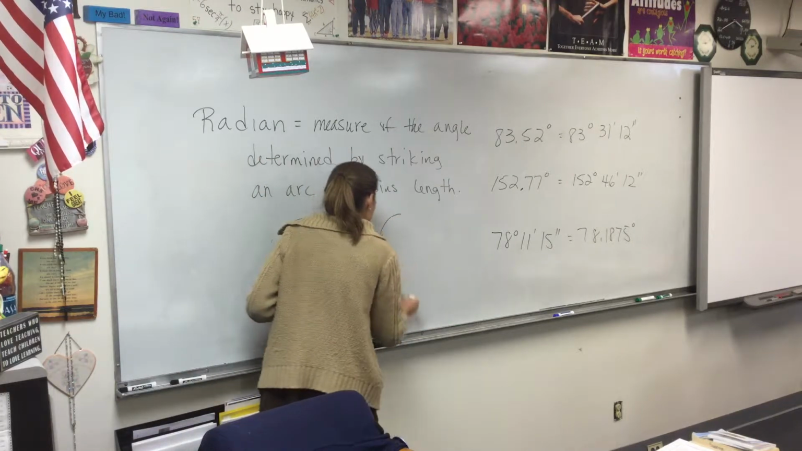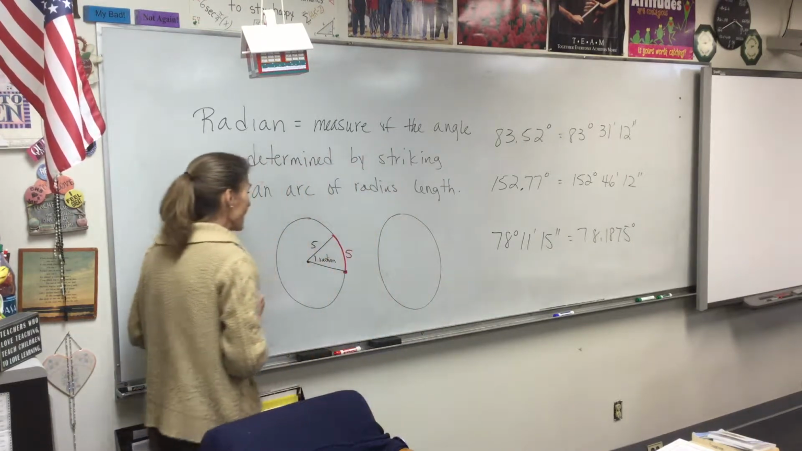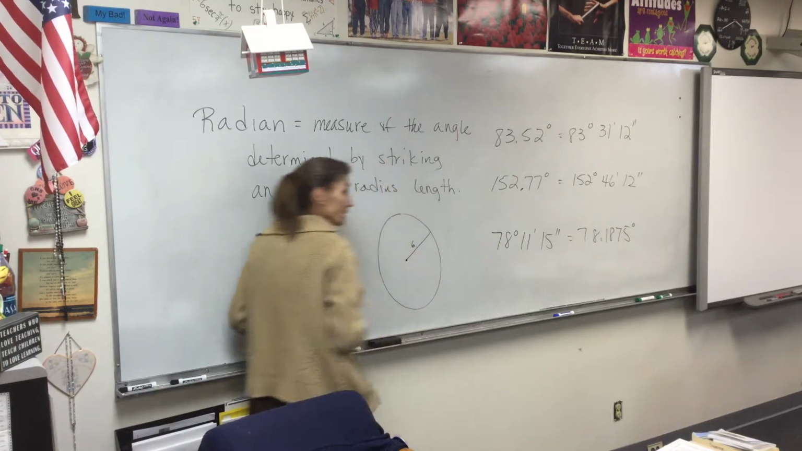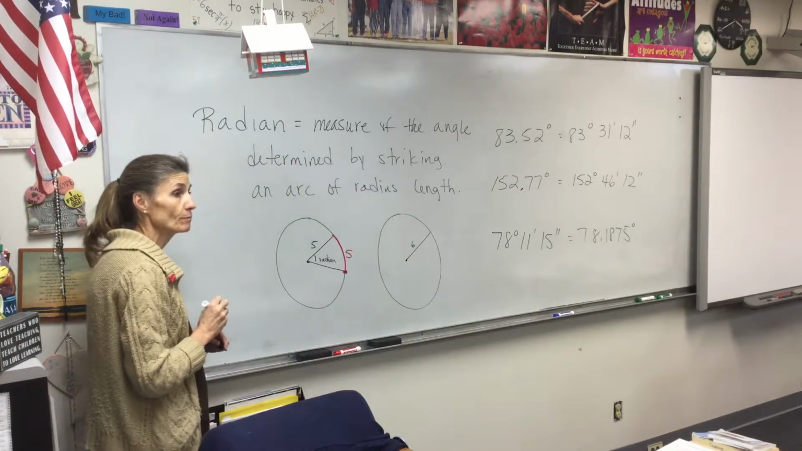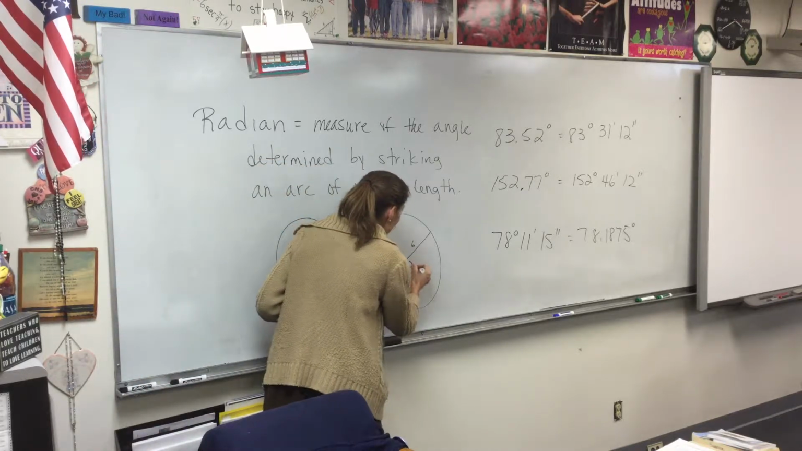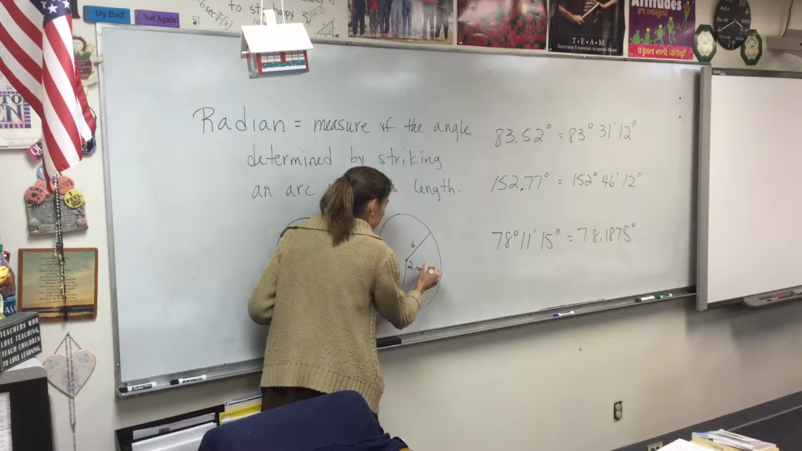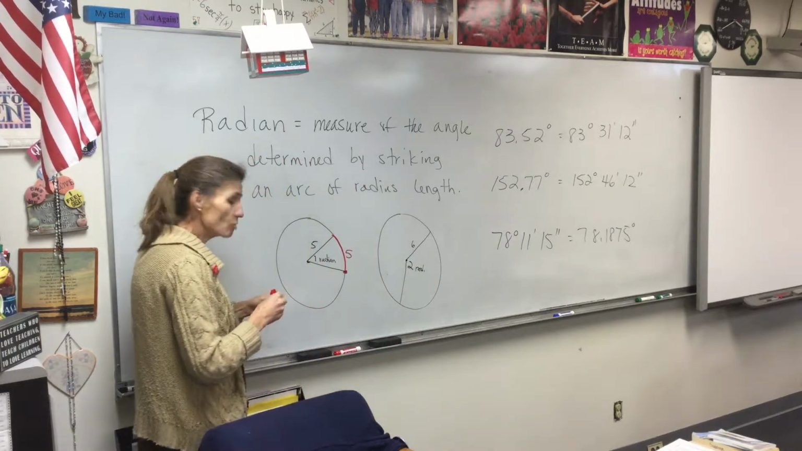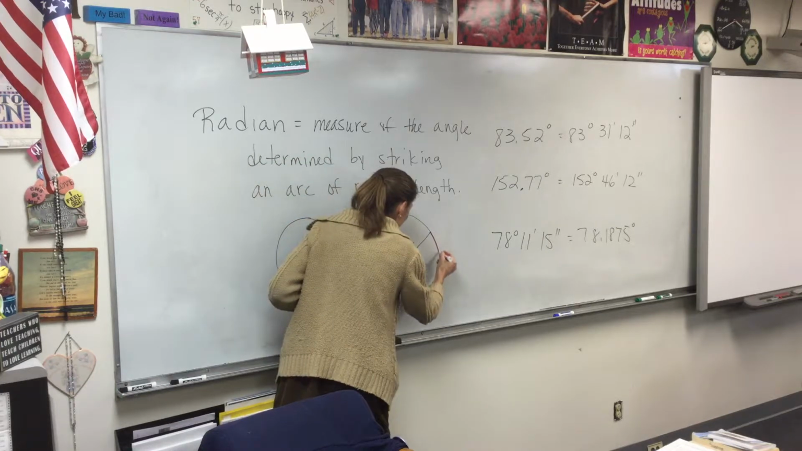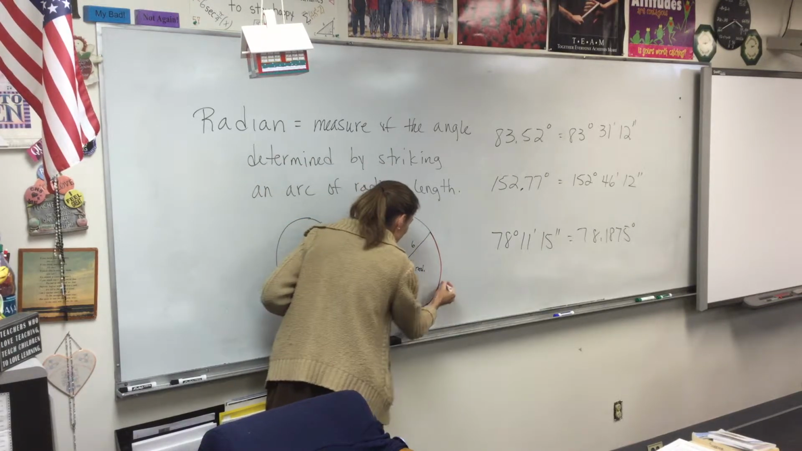So if I had a circle with a radius of 6, and I wanted an angle of 2 radians, how long would that piece of string have to be? Perfect.